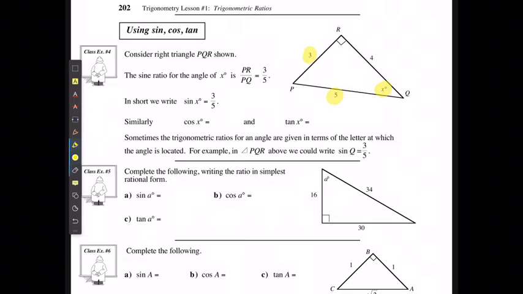We could also say that if I want the cosine ratio, it's going to be the adjacent 4 divided by the hypotenuse of 5. Or if I want tan, it's going to be the opposite of 3 divided by the adjacent of 4.